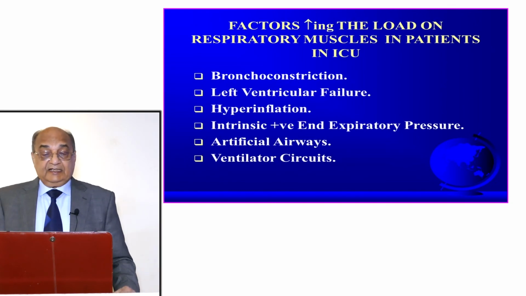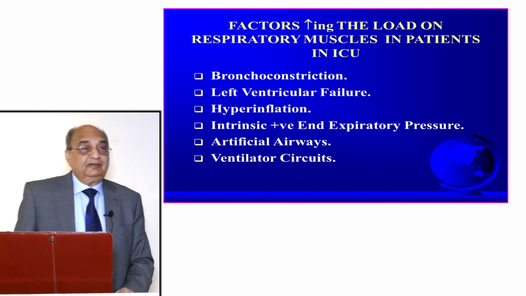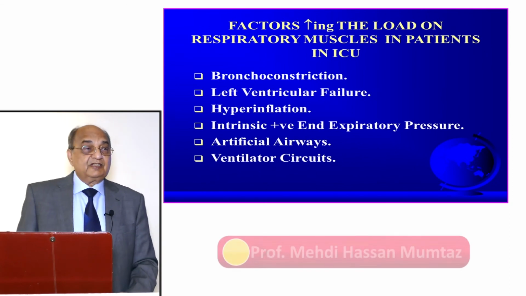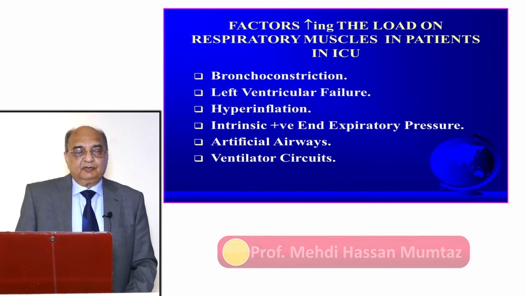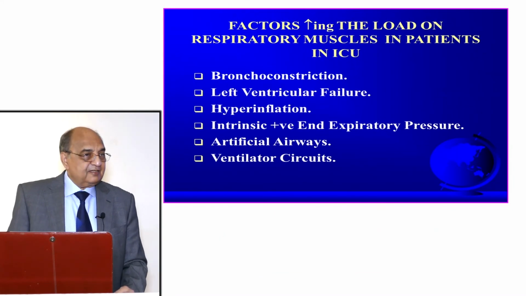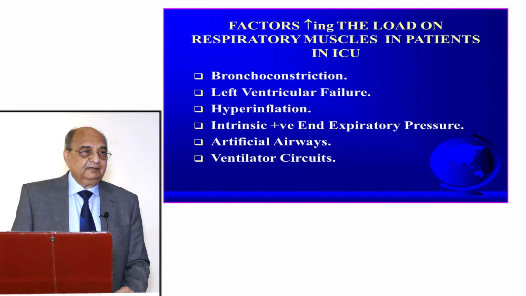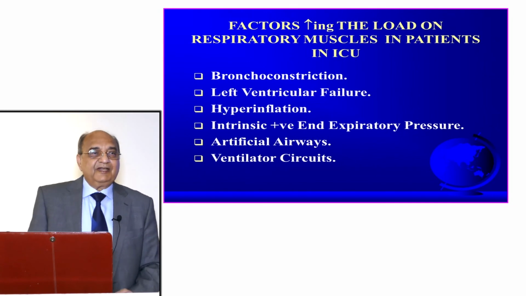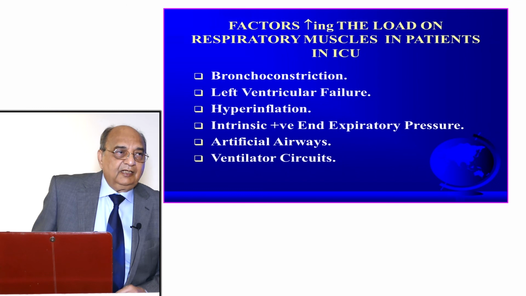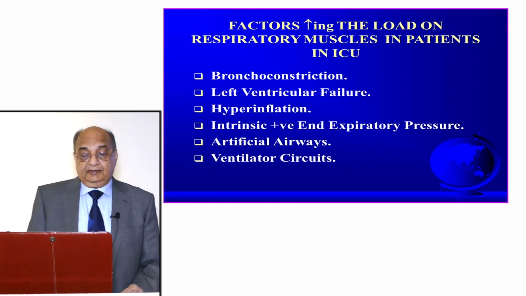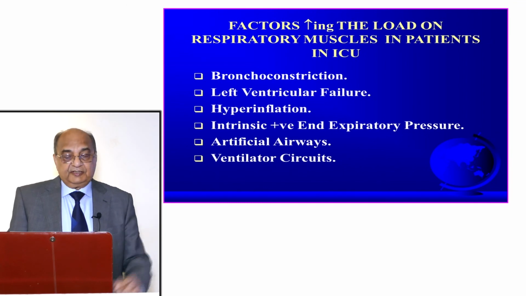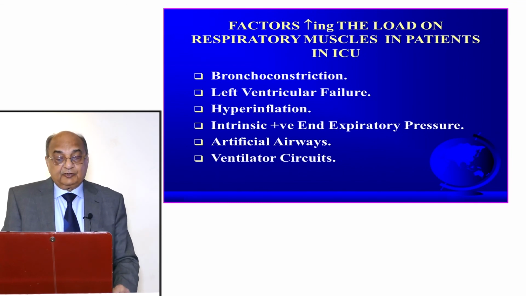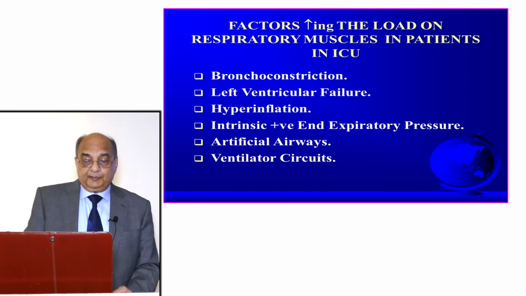Now, factors increasing the load on the respiratory muscles in ICU: bronchoconstriction, right? If there is a spasm, that will increase the resistance. When you increase the resistance, that will affect the time constant, and that will make the weaning difficult. Then left ventricular failure, then hyperinflation of the chest, and expiratory pressure should be kept over there.